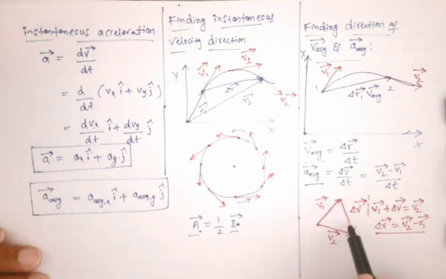It should start at the tail of the first vector and it should end at the head of the second vector. So v2 bar minus v1 bar, that is delta v bar, and delta v bar is here.